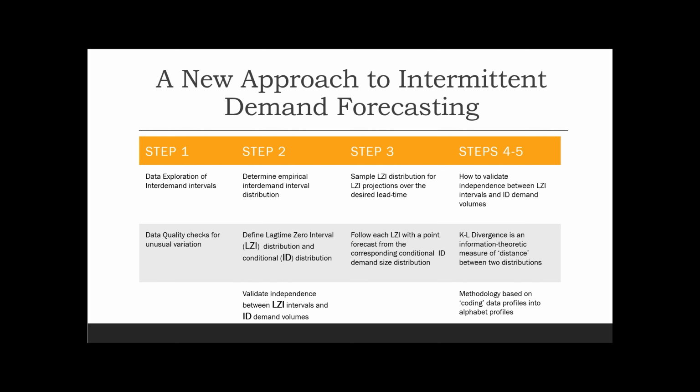Now I want to talk about a new approach to intermittent demand forecasting, taking into consideration some of these comments. It's a 4 or 5 step process. The first step is an important data exploration of the interdemand intervals, the intervals between demand values, and data quality checks for unusual variation. Then we go into determining the empirical interdemand interval distribution for the zeros and define a lag time zero interval, LZI, conditional on the interdemand distribution.